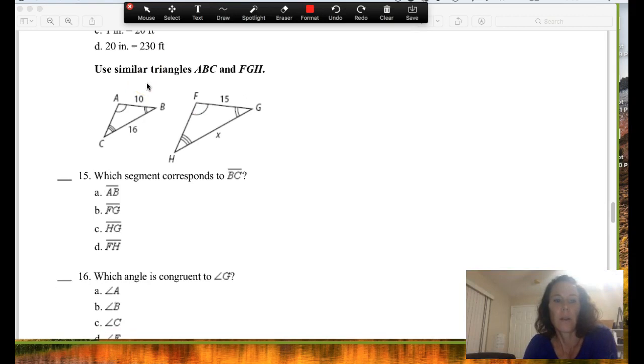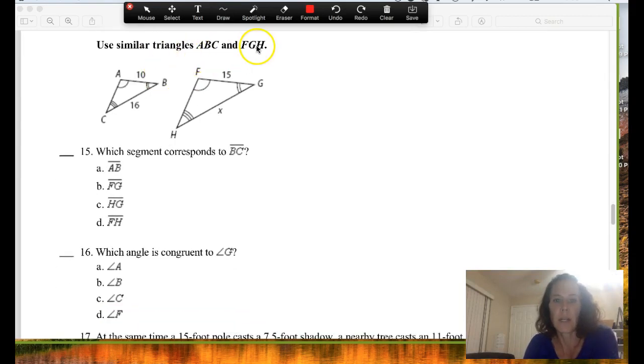Okay, so for 15, we're going to use similar triangles ABC and FGH. If they're similar triangles, all the angles are congruent and the sides are proportional. We want to know which segment corresponds to BC. So here's BC. Which segment corresponds to it? Well, look at the angle markings. There's the one angle marking, meaning angle A is congruent to angle F. This has a 3 angle marking showing C is congruent to this 3 angle marking, and that has a 2 angle marking showing it's congruent to G.